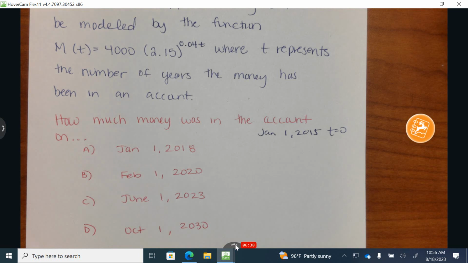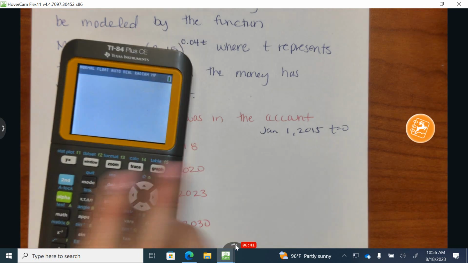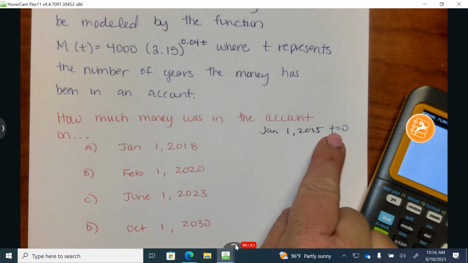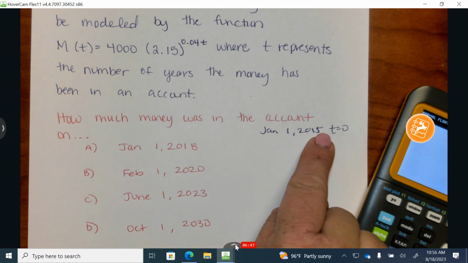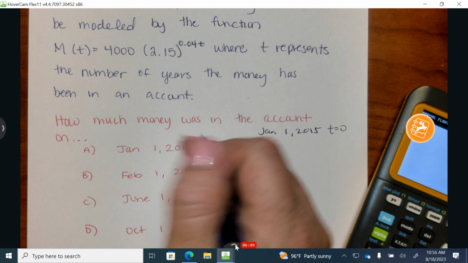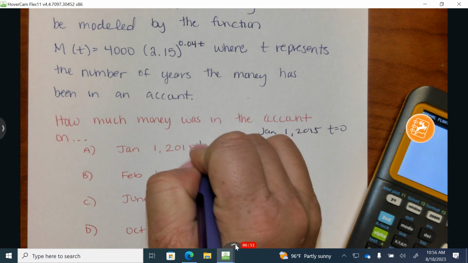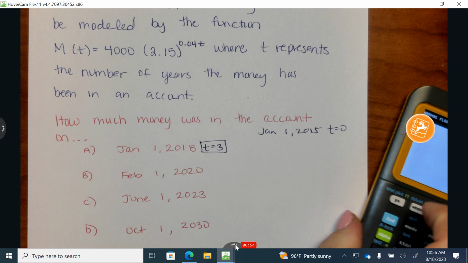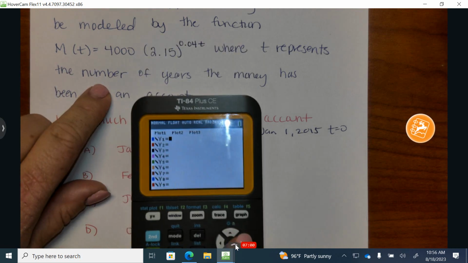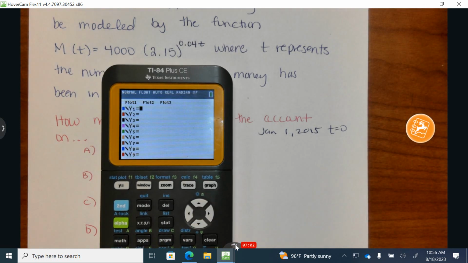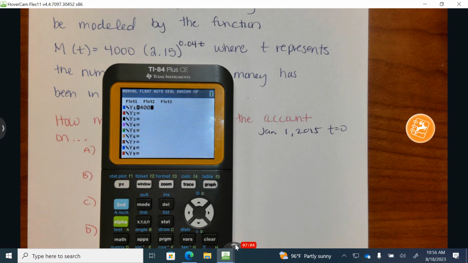So most of us can do just mental math like this, but if not, you're going to take the number of years and we're going to subtract it. So 2018 subtract 2015 would be exactly 3 years. Now, in order for me to calculate this, I'm going to come up to my calculator. I'm going to make sure that I first have cleared it. I go to y equals, and I plug in the exact equation that models the amount of money I'll have in the account, assuming I don't take any money out or add to it.